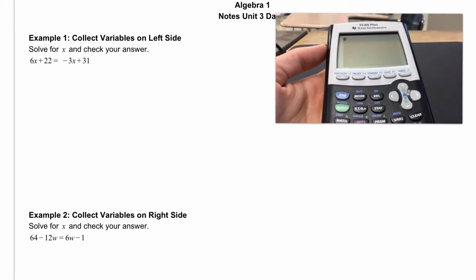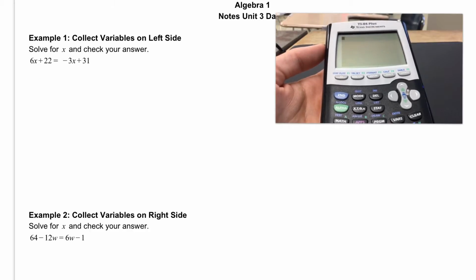In Chapter 3, we're going to be dealing with variables on both sides. If you take a look at example 1, we have a 6x here, and we have a negative 3x on the right-hand side. What we need to do is get our x's on the same side first. So we can move either one. We can subtract 6x from both sides, or we could add 3x to both sides.